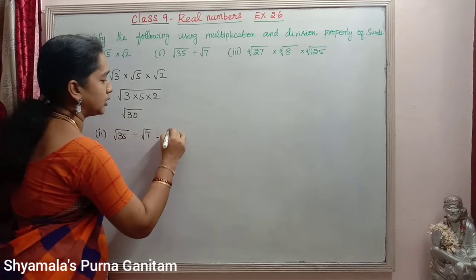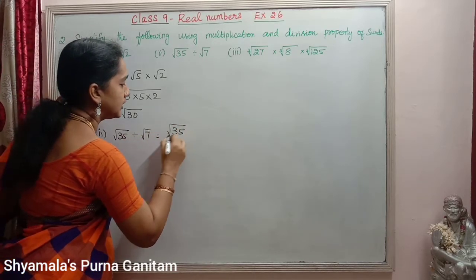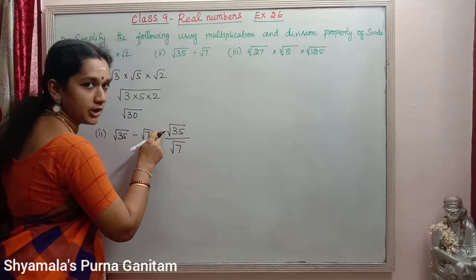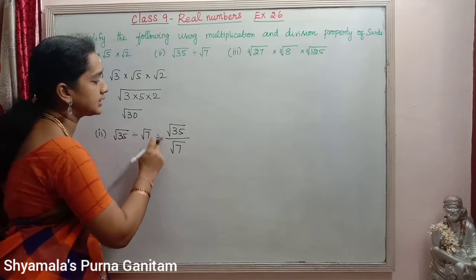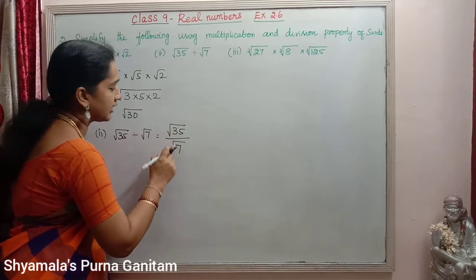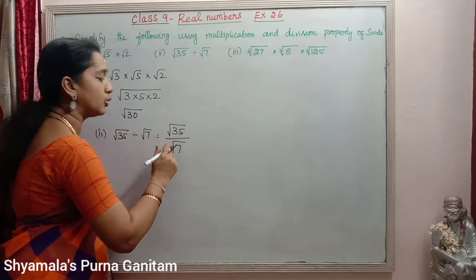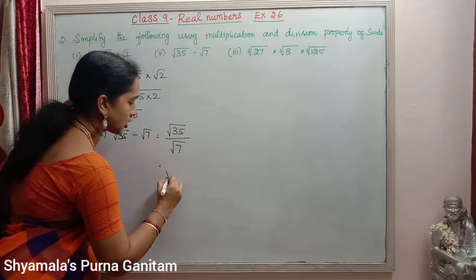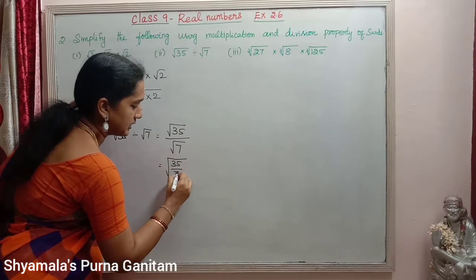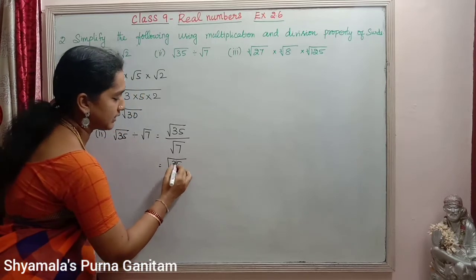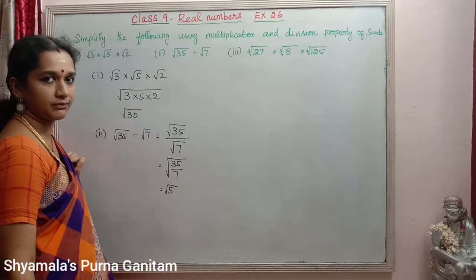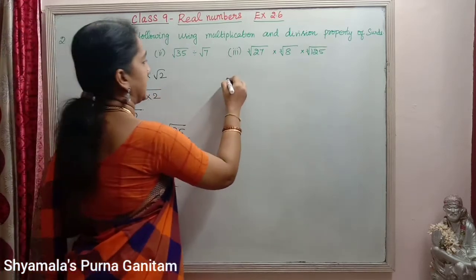Now the second one is root 35 divided by root 7. So here also the root is 2 only. Since both numerator and denominator have the second root, we can write the numbers inside a common root: whole root of 35 by 7. So 7 5s are 35, and the answer for this is root 5. Okay, so this is the second sum.